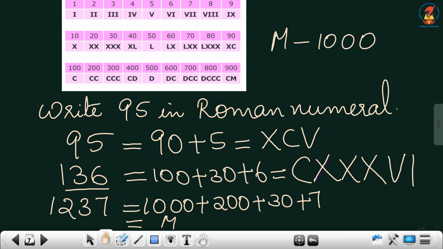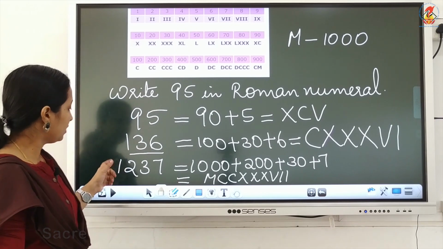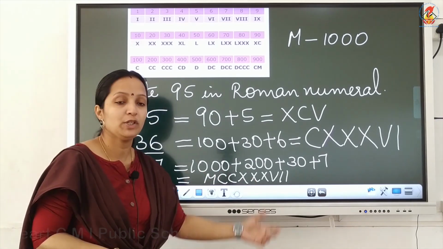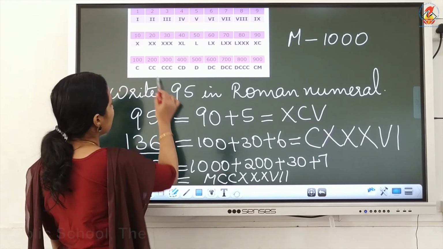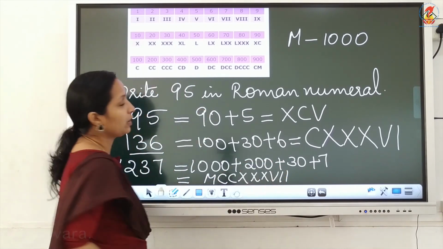So, M. How will we represent 200? CC. How will we represent 30? XXX. And how will we represent 7? VII. Okay. So, study this, and always write the expanded form of the number so you can write the Roman numeral very easily. So, 1000 by M, 200 CC, 30 XXX and 7 VII.